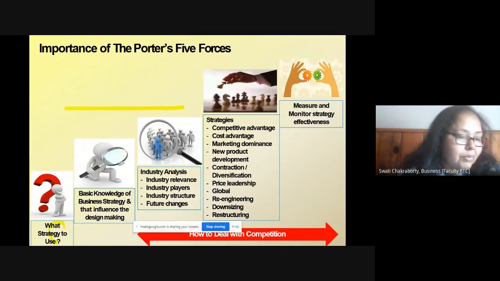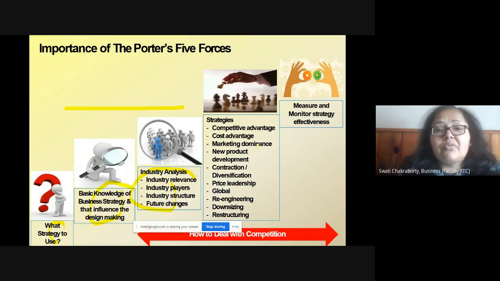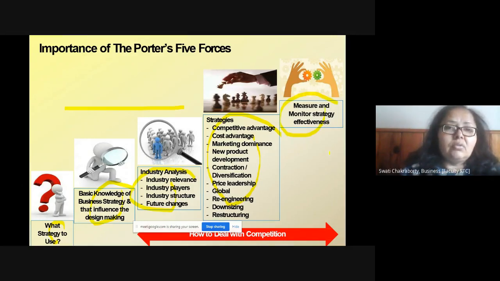So what is the importance of Porter's five forces, like what strategy to use? It helps in dealing with competition, gives better knowledge of the strategy, and influences decision making. Industry analysis comes up: relevance, who the key players are, structure and future changes, strategies coming up from there, and to measure and monitor strategy effectiveness. So this is the importance that we have.